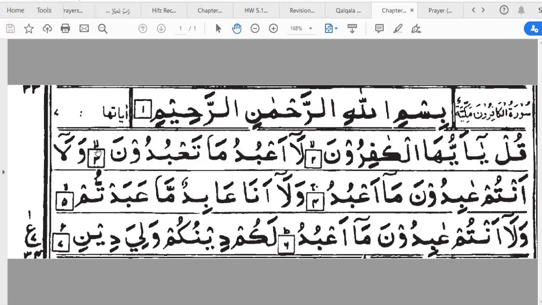Yeah, it's a really good question. So what you can do is you can stop like this. La a'budu ma ta'budun, but you can also continue as well. So la means no in Arabic. That means no stopping. So ideally it should be la a'budu ma ta'buduna wa la. You see how I continued? I kept going through it. But if you want, you can stop. And you can continue as well.